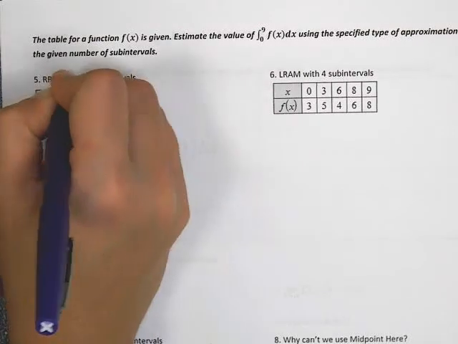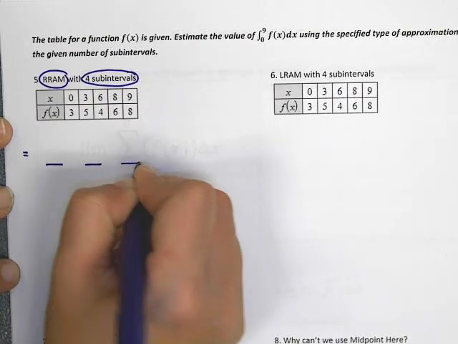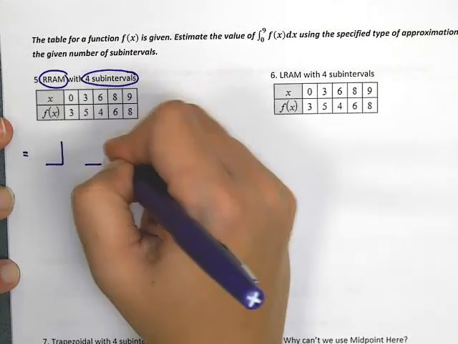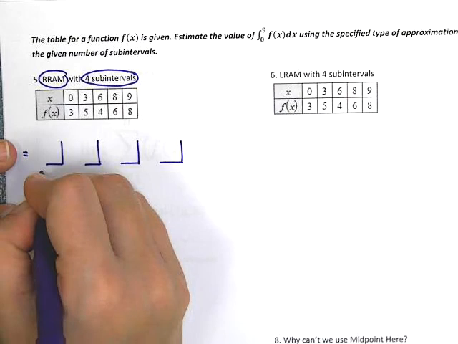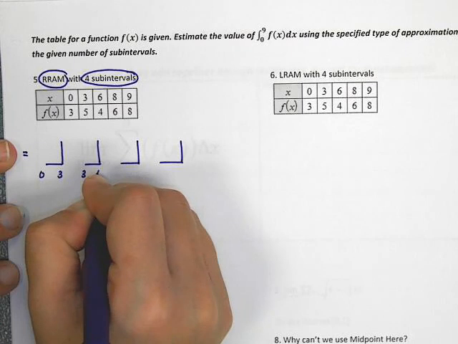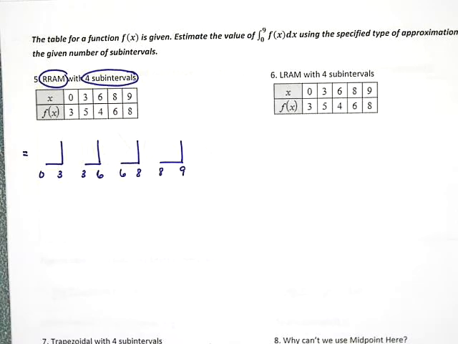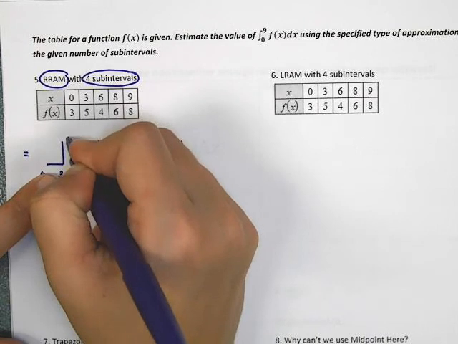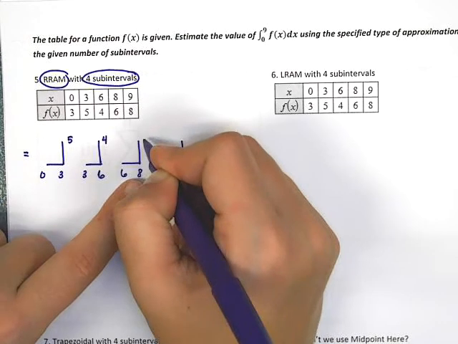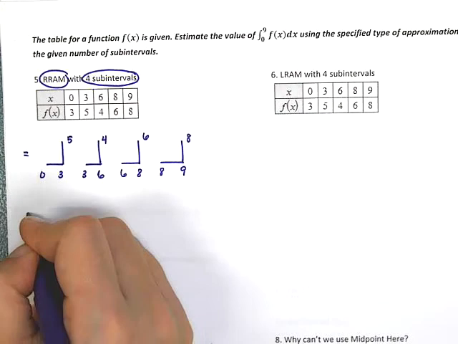The first problem says use RRAM with 4 subintervals. So I'm going to draw 1, 2, 3, 4 lines, and I'm going to put the heights on the right. Now if I look at the x values in the table, if I write 0, 3, 3, 6, 6, 8, and 8, 9 into my intervals, it divides nicely up into 4 sub-intervals. The height at 3, the y value would be 5. 6, the y value would be 4. 8, the y value would be 6. 9, the y value would be 8.